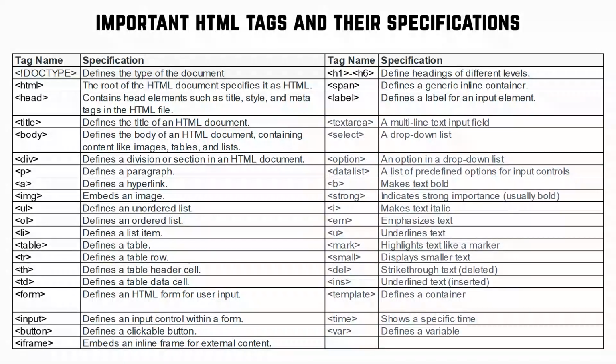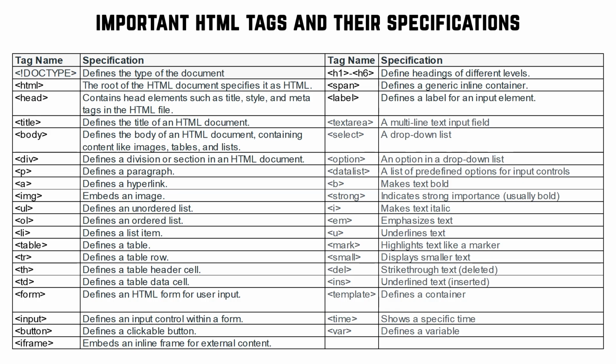Datalist tag is nothing but a list of predefined options for the input control. B tag makes the text bold. Strong tag indicates strong importance, usually bold only. I tag makes it italic. EM tag is the emphasis tag, used for emphasizing the text. U tag underlines the text. Mark tag highlights the text like a marker. Small tag displays small text, right? When you want to make your font size small. Then the DEL tag is strike through or deleting. Then the INS tag is for inserting, underlined text.